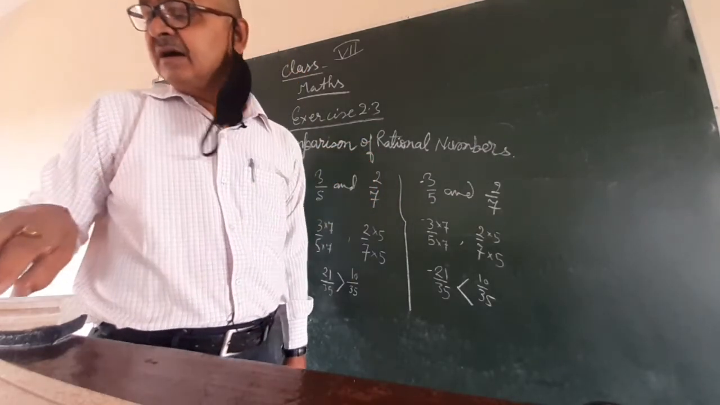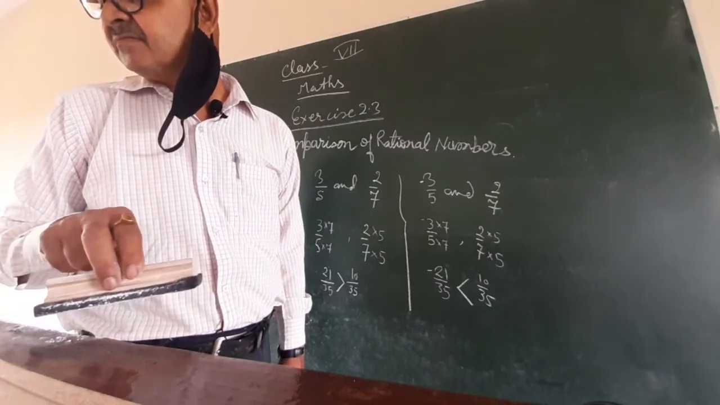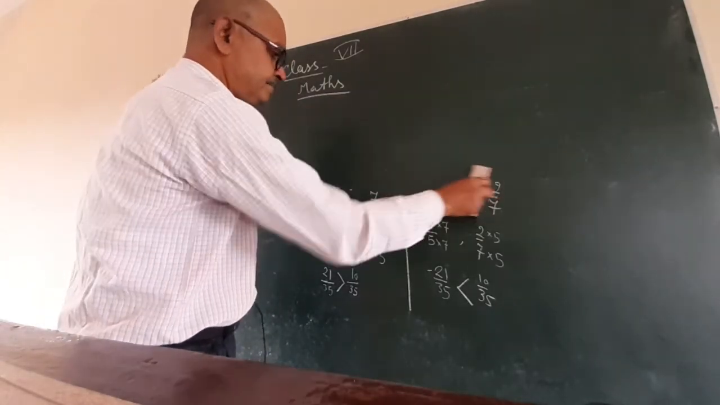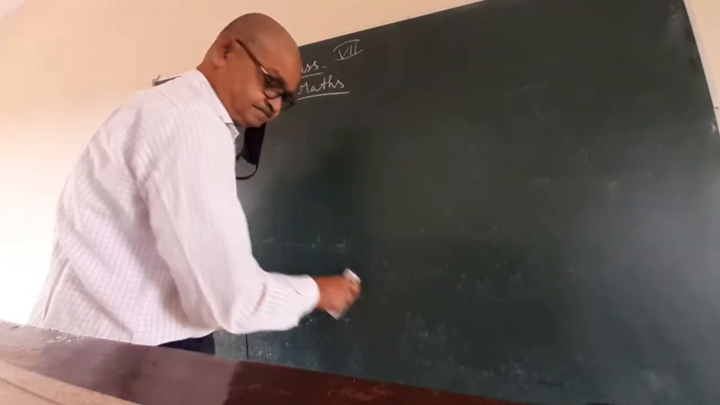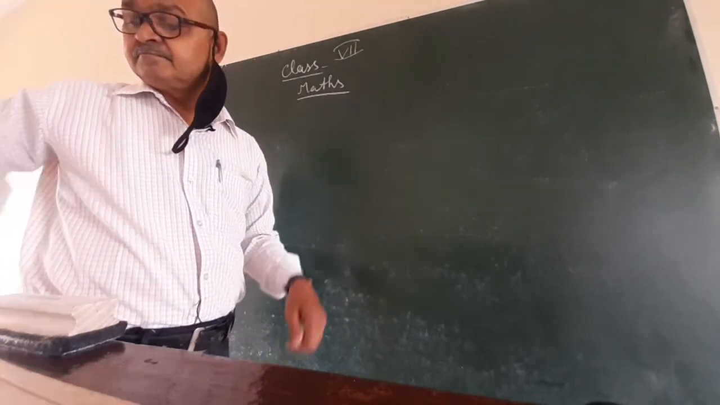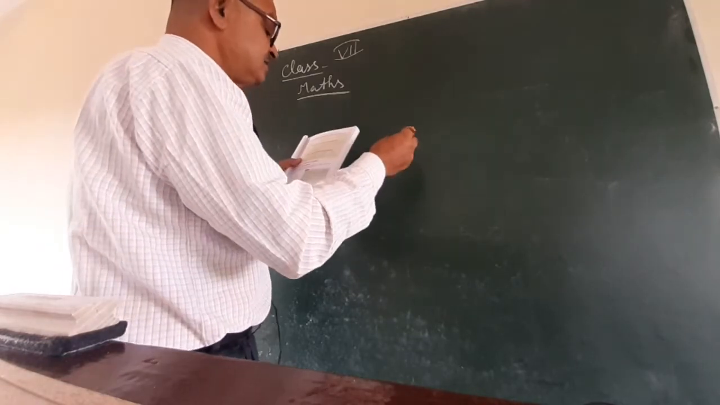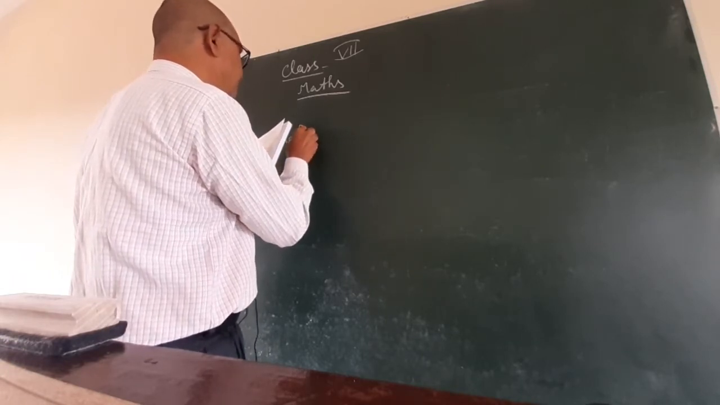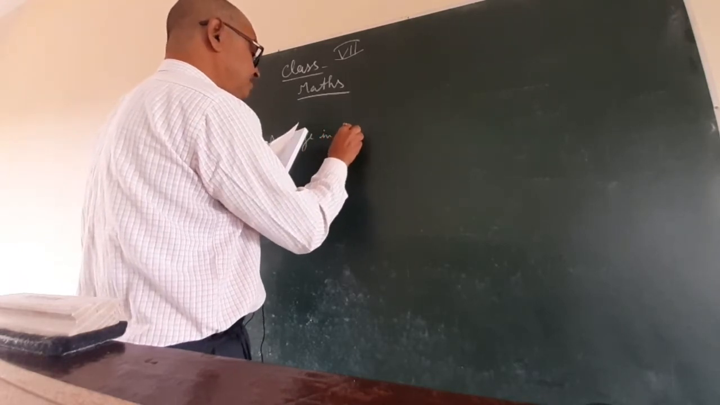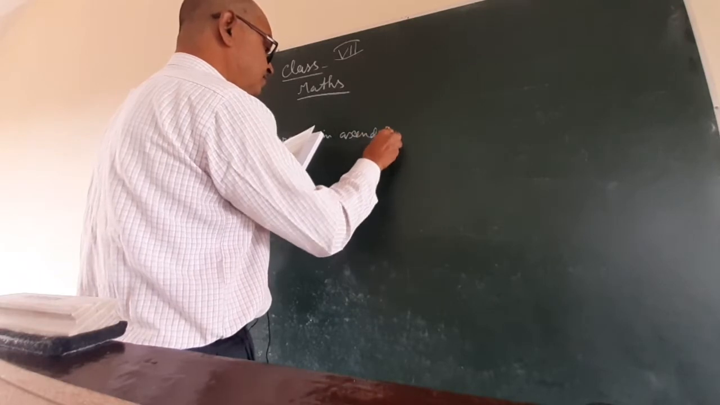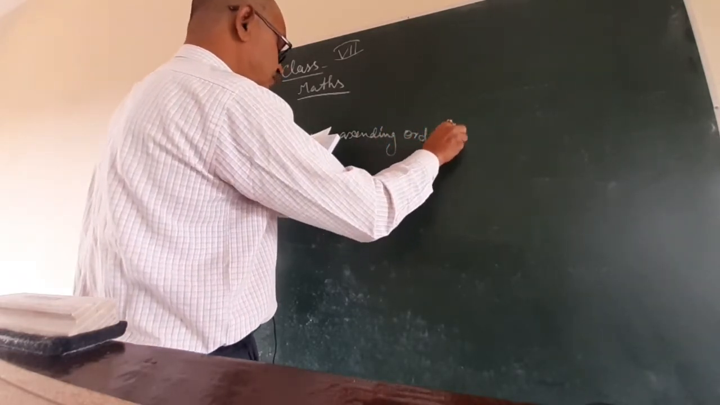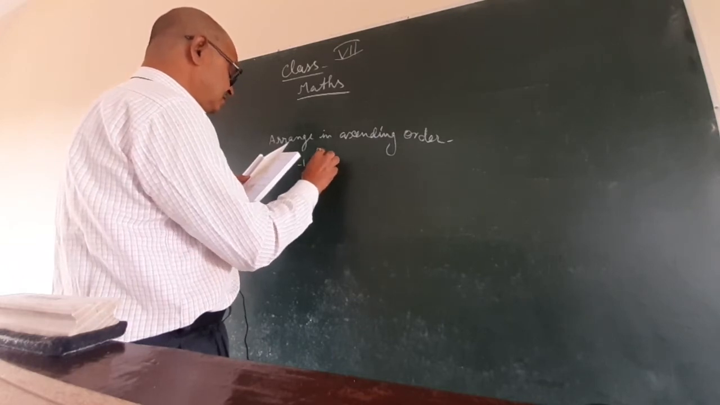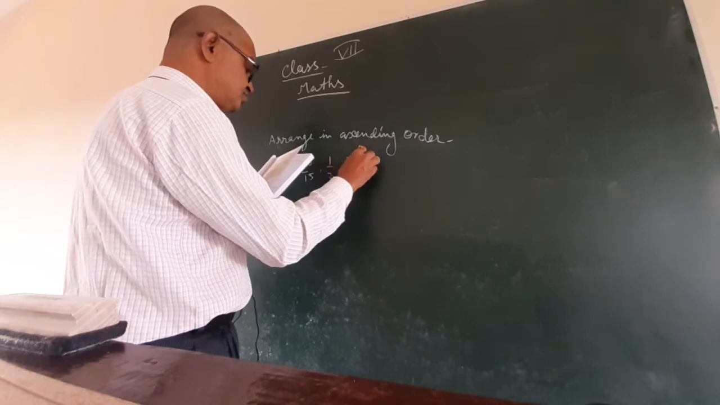We can do another question also. Arrange in ascending order: -10/15, 1/2, -12/10.